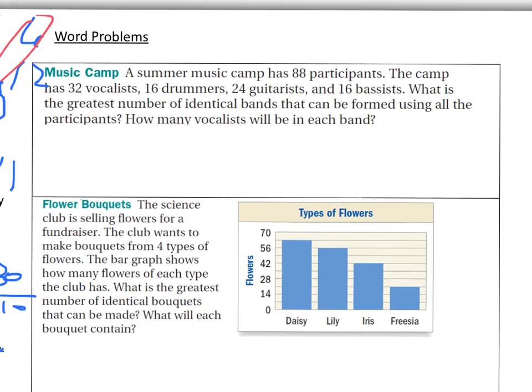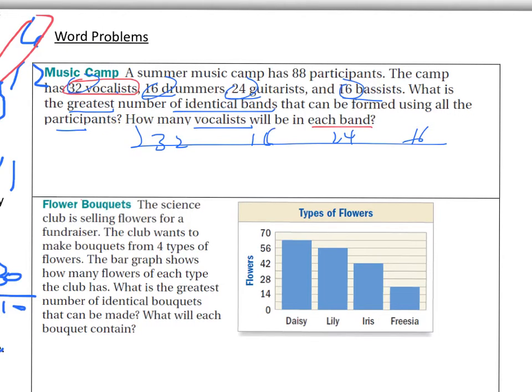Music camp. A summer camp has 88 participants. The camp has 32 vocalists, 16 drummers, 24 guitarists, and 16 bassists. What is the greatest number of identical bands that can be formed using all the participants? And how many vocalists will be in each band? So we have 32 vocalists in all, and we need to find out how many are there in one band. Okay, so we need to find the greatest common factor between 32, 16, 24, and 16.